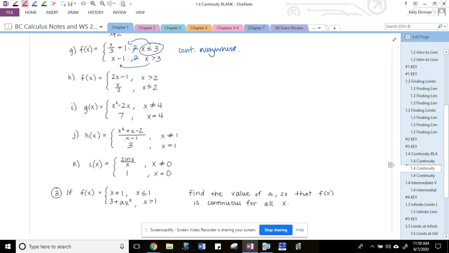Let's do the same thing for H. Plug in 2. 2 times 2 minus 1 is 3. 2 divided by 2 is 1. The right-handed limit and the left-handed limit do not match. So this is not continuous at x equals 2. That's the breaking point of this graph. X equals 2, that would be non-removable because there's nothing you can do to redefine this function. There's no way to simplify it.